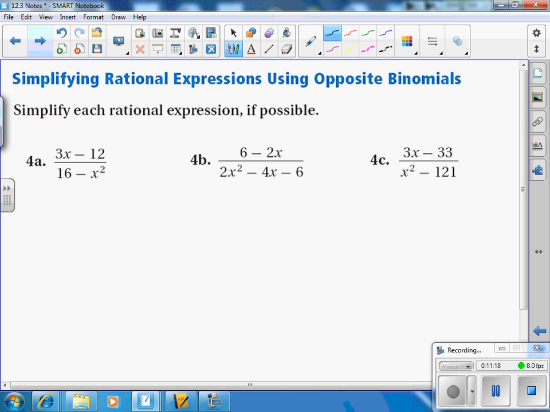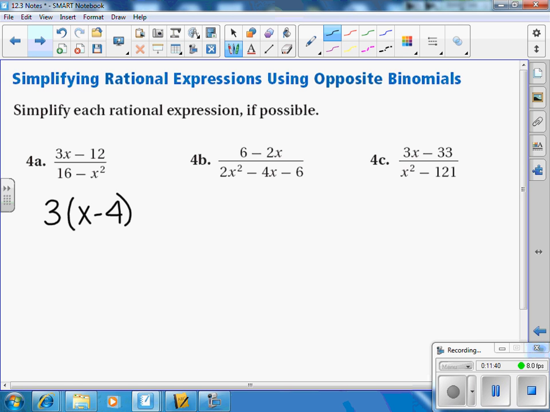So now the next ones that we want to try have some opposite binomials in them. So let's do the first one together, and then you can do the other two on your own. So the very first one, 3x minus 12. See what they have in common. They both have a 3, so let's factor that out. I'm left with x minus 4.